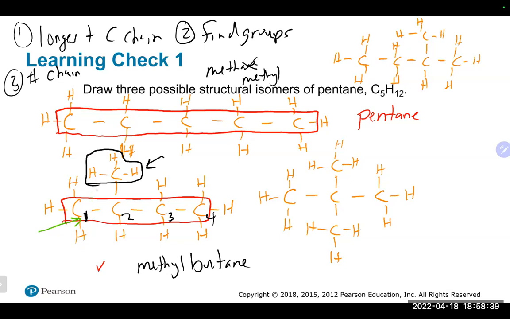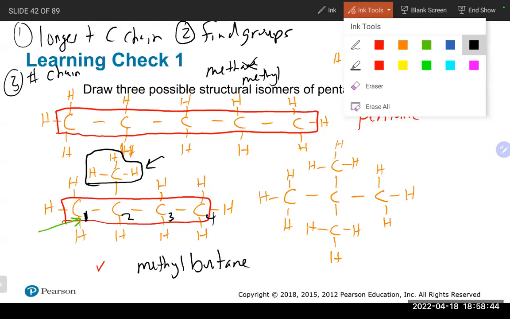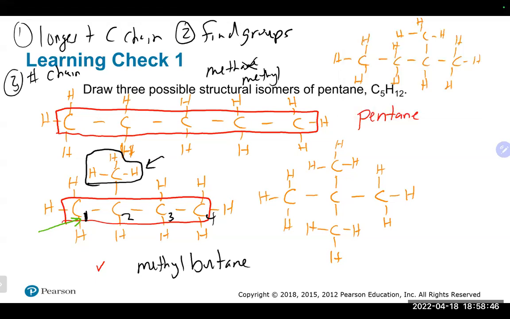And we want to number this way. So now our group is at carbon number 2. So basically what we need to tell people is that's where you find that group. So that is where the 2 comes from. And we need a dash because it's between a number and a letter. The proper name for this guy on the left would be 2-methyl butane.